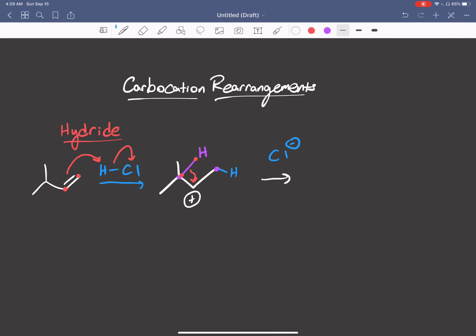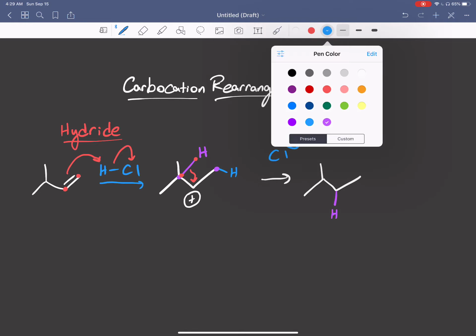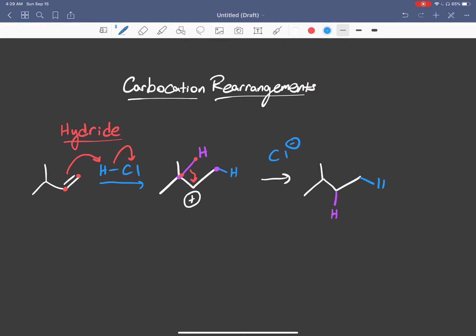The chlorine isn't going to come into play yet. And so what we have is the hydrogen has now moved here. Our blue hydrogen that we added is still there, but now the carbon to the left of where our carbocation used to be doesn't have a full octet anymore. So it's going to have a positive charge.